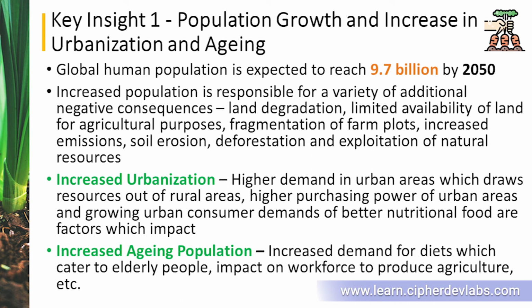And also, we'll be seeing an increased demand for diets which cater to elderly people. So basically, if you have certain conditions like, for example, diabetes, you might prefer red rice over white rice and things like that. So the dietary requirements are different for the aging population and elderly people, so you might have to cater to those specific needs as well.